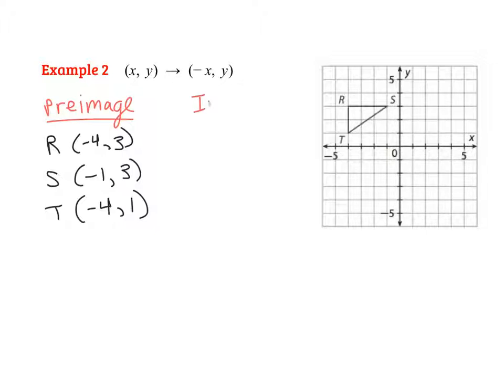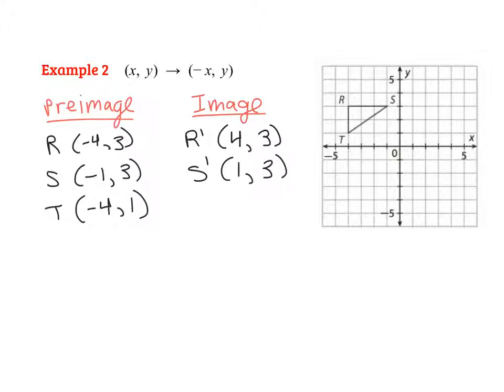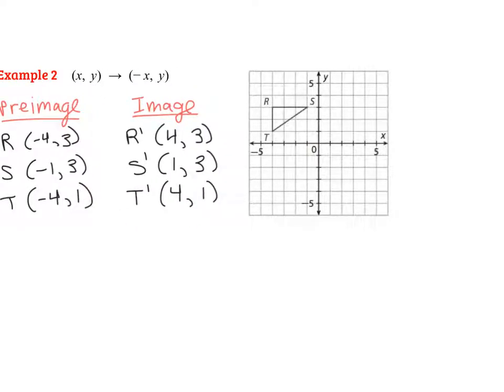So our image coordinates, after we apply our rule: R prime, negative 4 goes to positive 4. Our y value stays the same. For S prime, negative 1 becomes positive 1. Y stays the same. And for T prime, negative 4 becomes positive 4. Our y stays the same. Let's plot those new coordinates. We have 4, 3, and we'll call that R prime. We have 1, 3, that's S prime. And we have 4, 1, that's T prime.